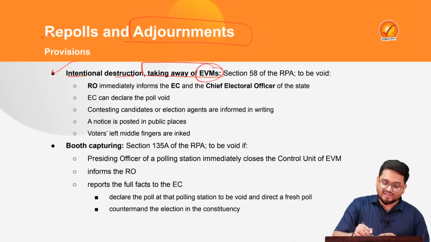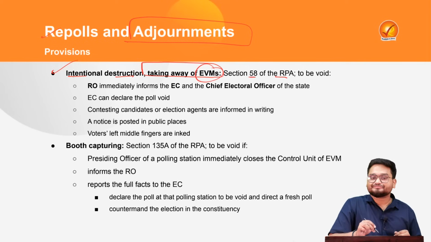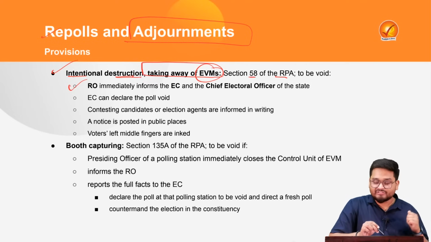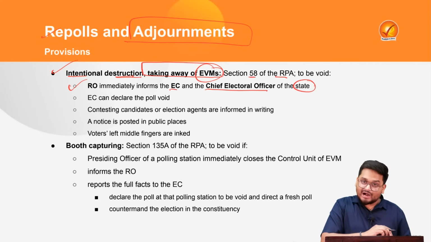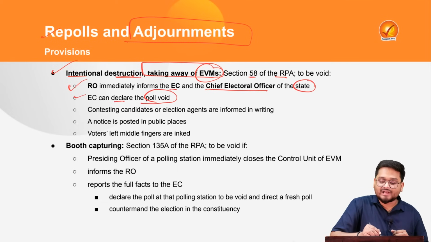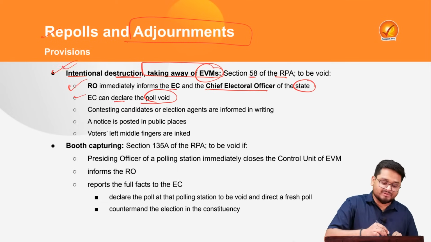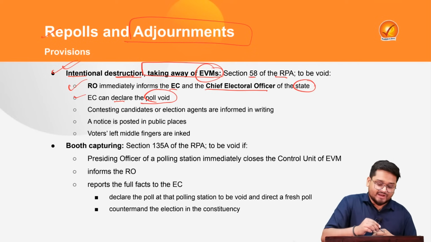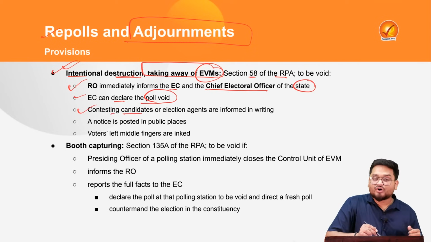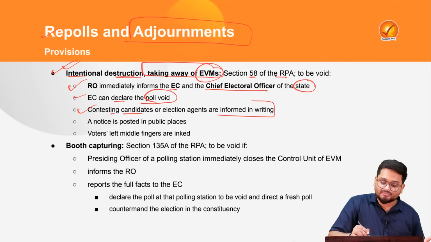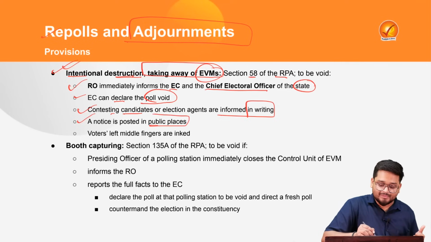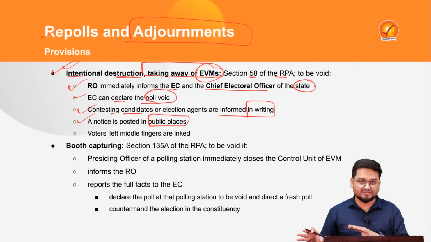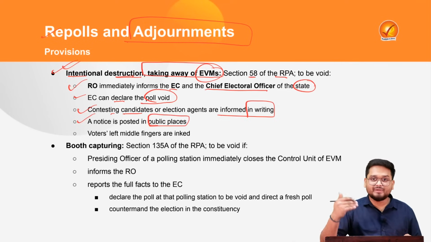According to section 58 of the RPA, the returning officer should immediately inform the Election Commission and the chief electoral officer of the state of any such event. After this, the Election Commission can declare the election totally void if this takes place, because this is a very severe offense. Here the contesting candidates and other electoral agents should be informed in writing by the Election Commission of India, and after this a notice should be sent to public places, and the public should be informed of this decision via the beat of drum.